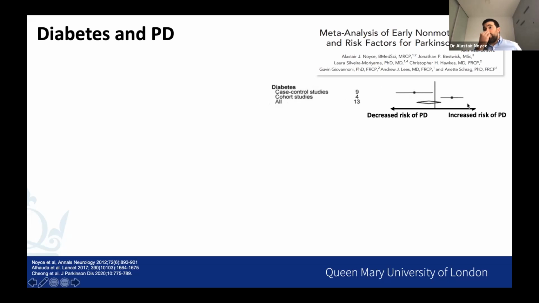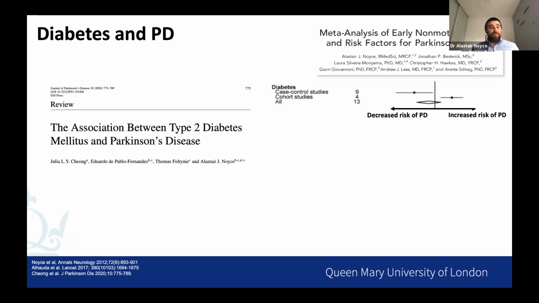And so a lot of our work over the last couple of years has been trying to unpick why that might be. And I won't go into that. That's really a whole talk by itself. But I'll summarize by saying that I do think there is an association between type 2 diabetes and Parkinson's disease. And I think it is probably both a risk factor for Parkinson's disease, but also a driver of Parkinson's disease progression.